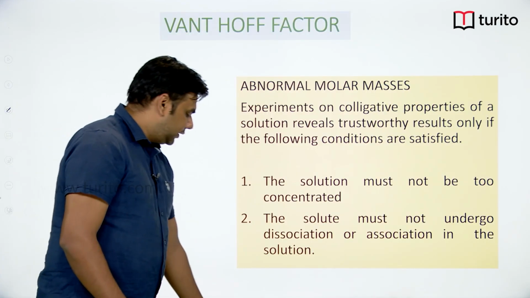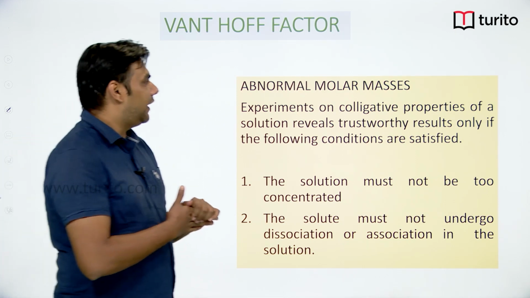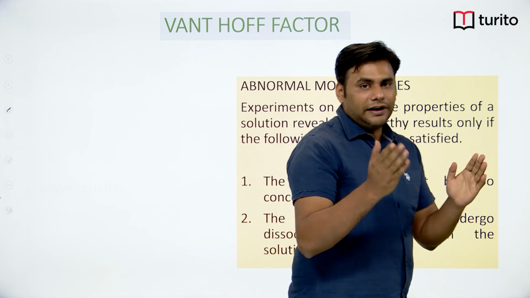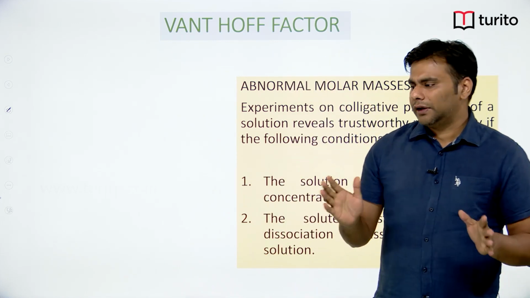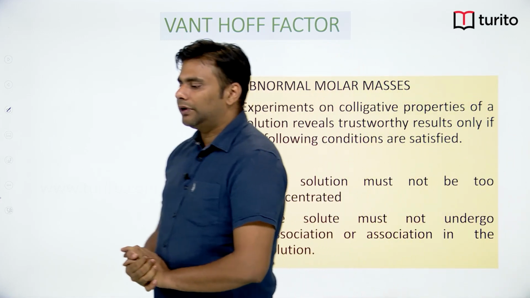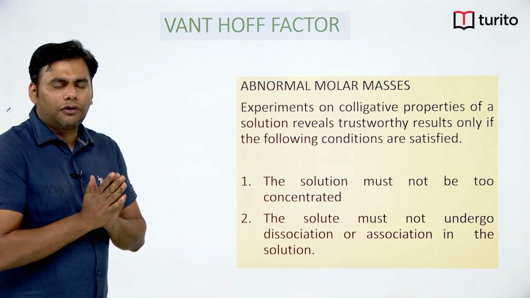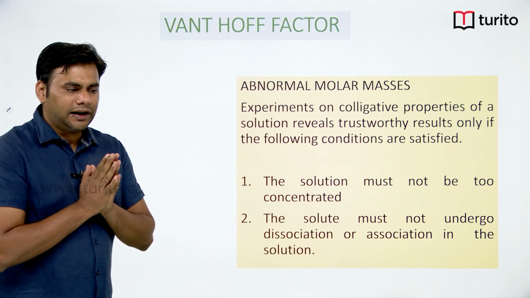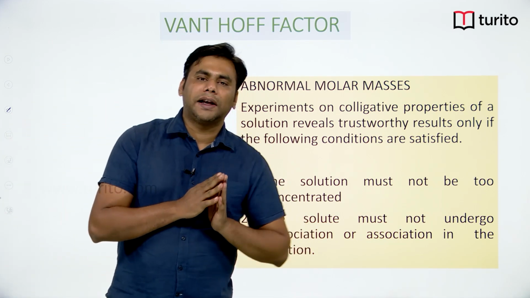Okay, so now let us come into the last portion of this chapter, that is the Van't Hoff factor. Now let us understand what the Van't Hoff factor is, where this concept is used, and how it can be used in solving questions. Basically, right now we were saying that a colligative property is a property that depends upon the number of particles.